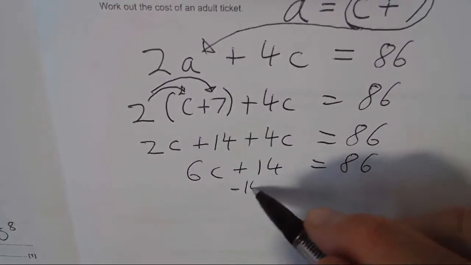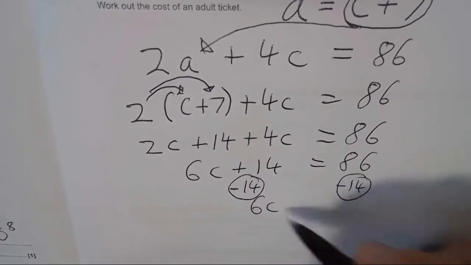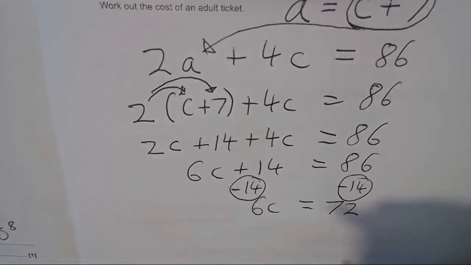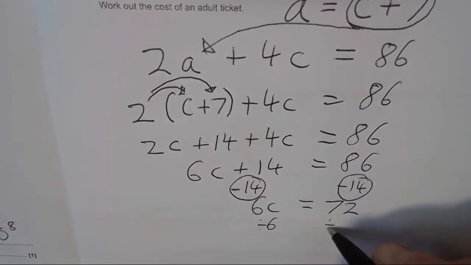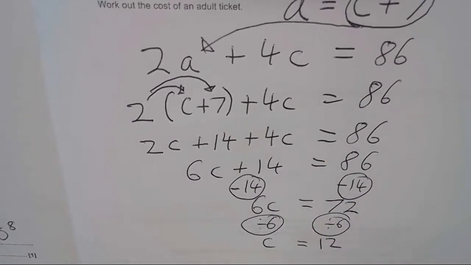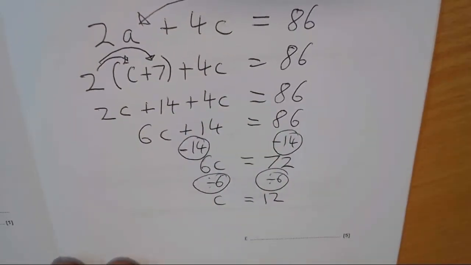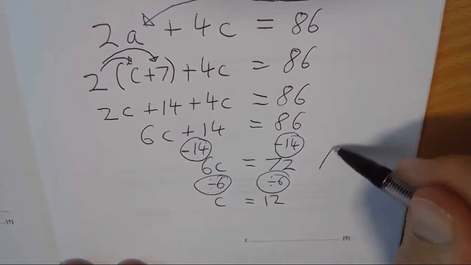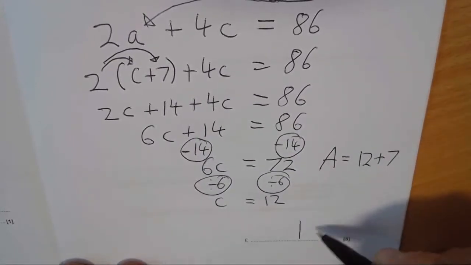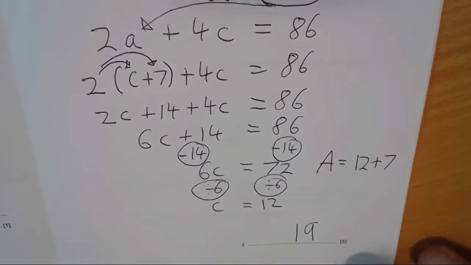So if I take away 14 from both sides, that's going to give me 6 lots of child ticket is £72. So then if I divide by 6, 1 child ticket is £12. So if 1 child ticket is £12, an adult ticket is going to be £7 more. So the adult ticket is £12 plus £7, £19. You got that right, you got all the marks.